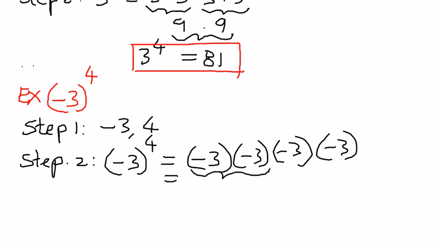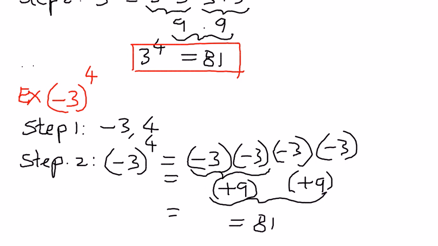-3 times -3 is +9. Again, -3 times -3 is +9. So we're going to multiply these two numbers, and therefore +9 times +9 is equal to +81. Therefore (-3) raised to the power of 4 is equal to 81, and this is our answer. This is where we want to leave it.